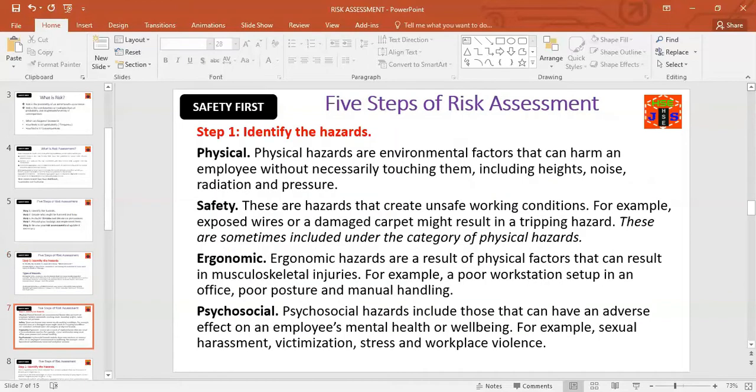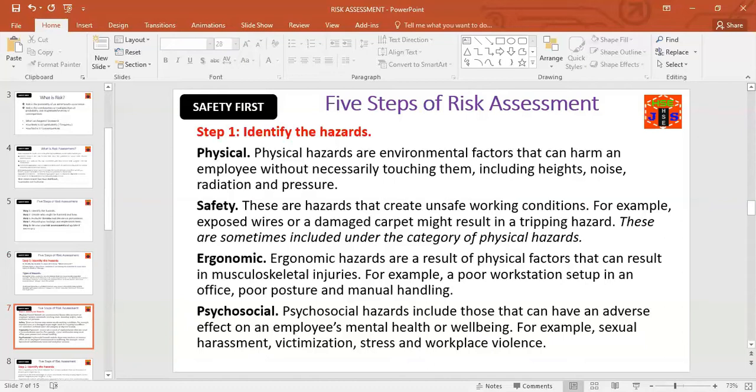Number three, physical hazards. Physical hazards are environmental factors that can harm an employee without necessarily touching them, including heights, noise, radiation, and pressure. Number four, safety hazards. These are the hazards that create unsafe working conditions. For example, exposed wires or a damaged carpet might result in a tripping hazard. These are sometimes included under the category of physical hazards too.